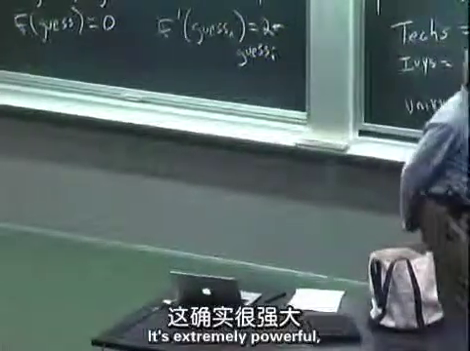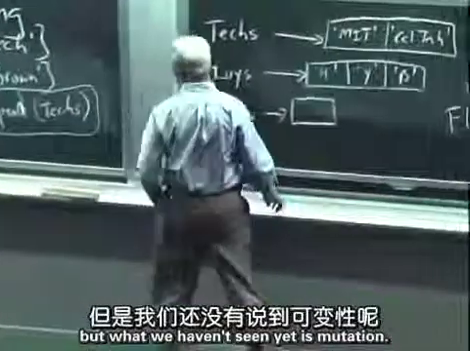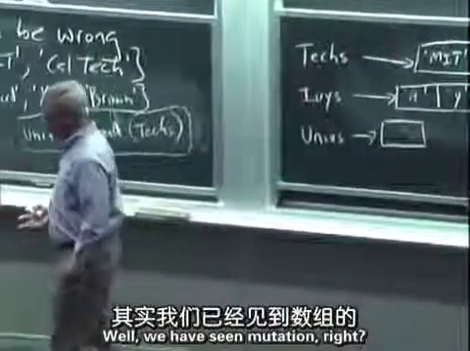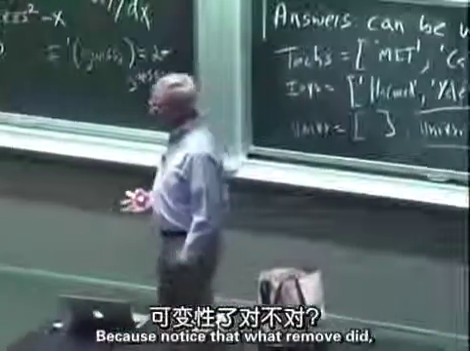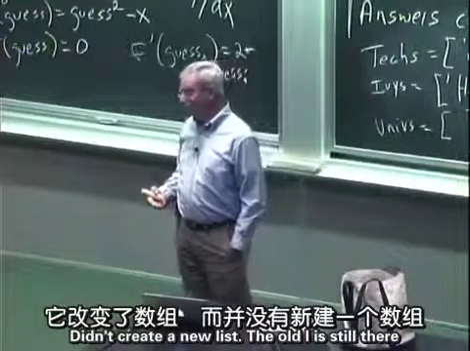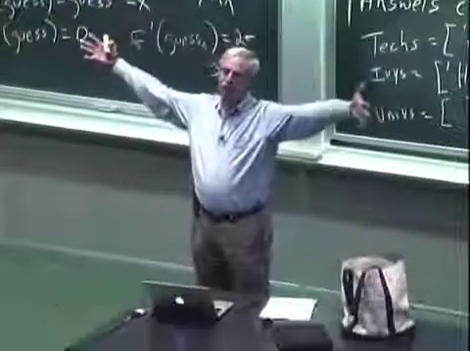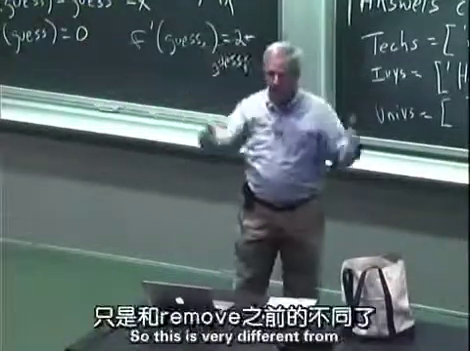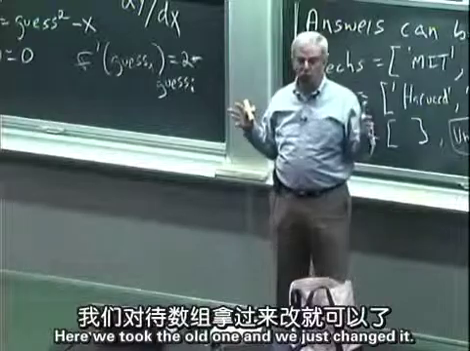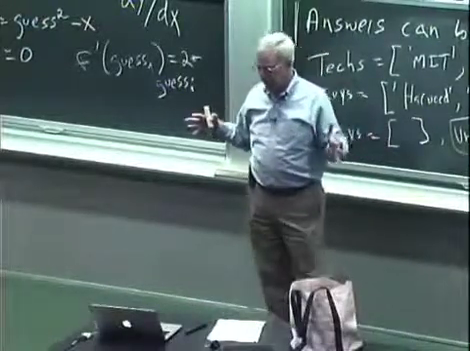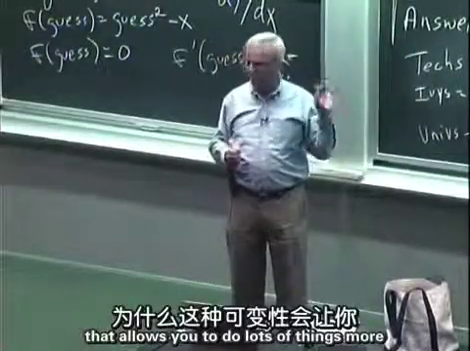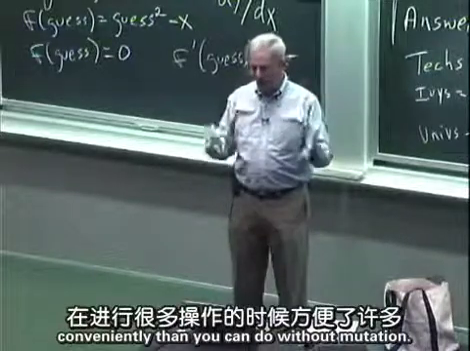So extremely powerful. But what we haven't seen yet is mutation. Well, we have seen mutation, right? Because notice that what remove did, it actually changed the list. It didn't create a new list. The old L is still there, but it's different than it used to be. So this is very different from what we did with slicing, where we got a new copy of something. Here we took the old one and we just changed it. On Thursday, we'll look at why that allows you to do lots of things more conveniently than you can do without mutation.